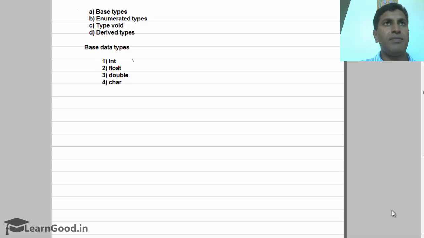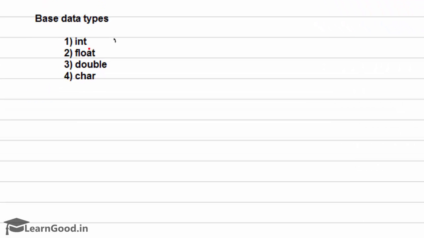Fine. We'll see about the base data types. In C language, there are totally 4 base data types: integer, float, double, and char. The integer is the one where you can store whole numbers, that is, without a decimal point, whereas float and double are both meant for storing floating point values. In a character, you can store any character which is available on the keyboard.